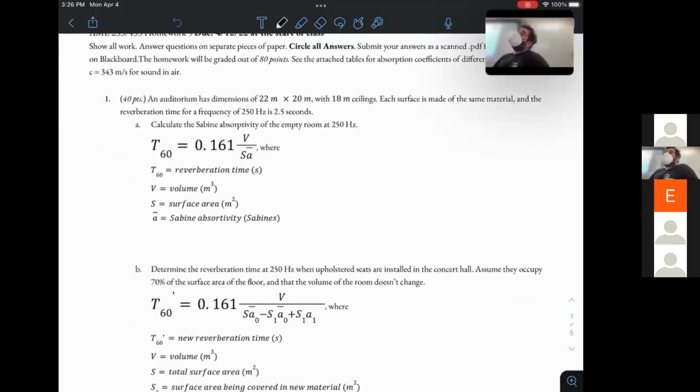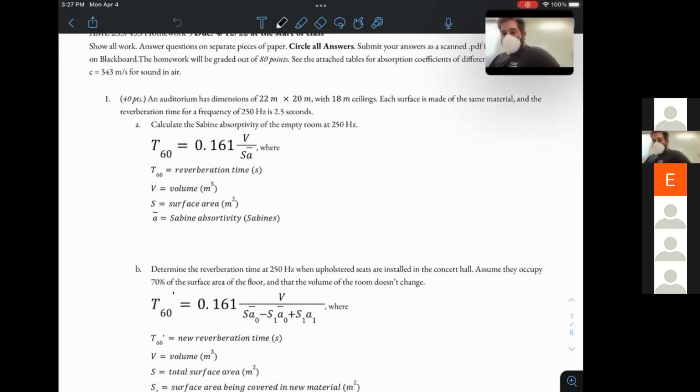This is another one of those high school physics kind of problems. We've got an equation, some quantities that we know, and a quantity that we don't know, and we're just going to solve for the one that we need. So that equation's right there. T60 is your reverberation time. You've got that constant 0.161. You've got volume, surface area, and then the Sabin absorptivity, that A bar thing. So we're just looking for that A bar, and we should know everything else, or at least be able to calculate it, right? There's not too much to that one. Any questions there? You guys feel okay on that?